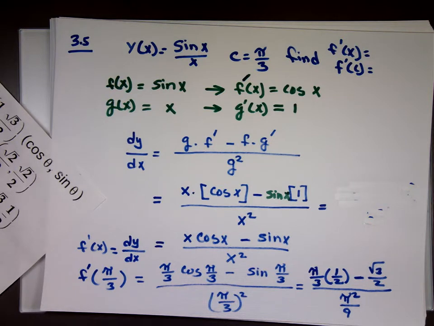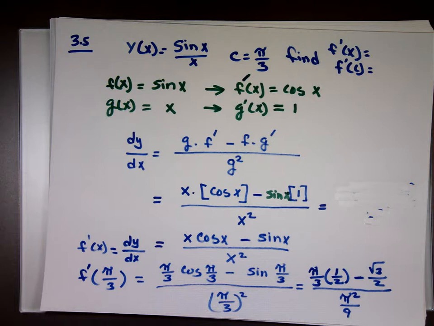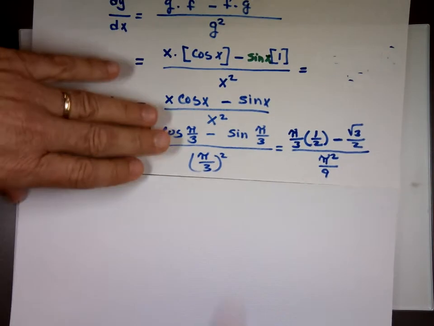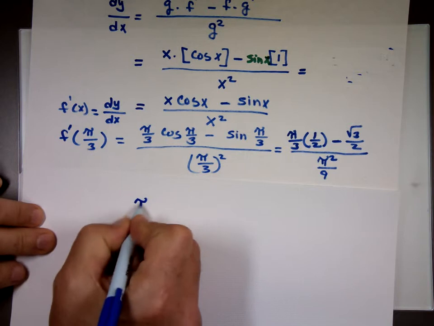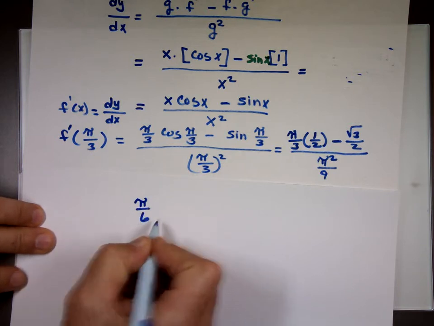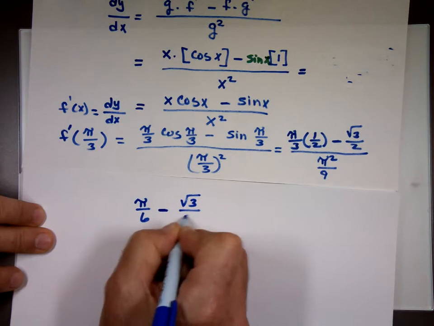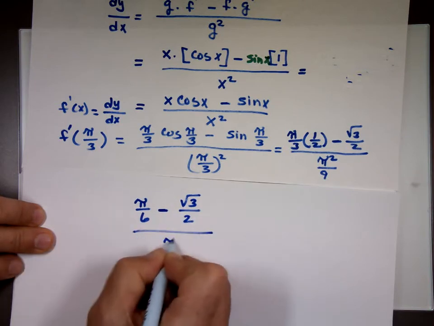I'm positive they're not going to leave the answer like this. No, it looks too ugly. So let's do some algebra here. What's pi over 3 times 1/2? Pi over 6, minus the square root of 3 over 2, pi squared over 9.